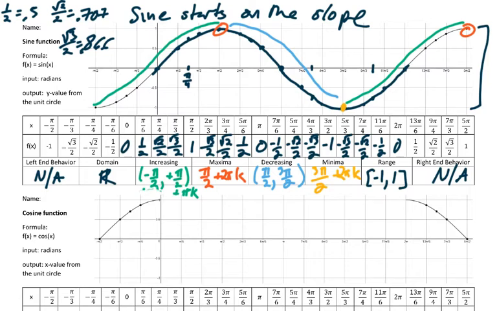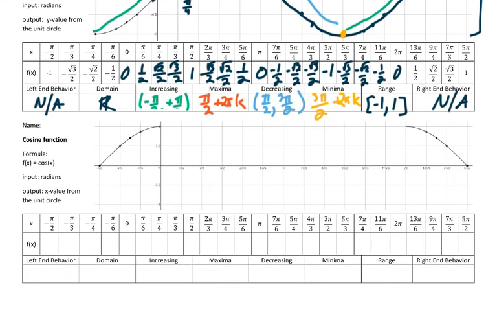Now, I'm going to move that out. Let's look at the cosine function. For the cosine function, again, the input is the same. It's the radians, but the output is the x value from the unit circle.